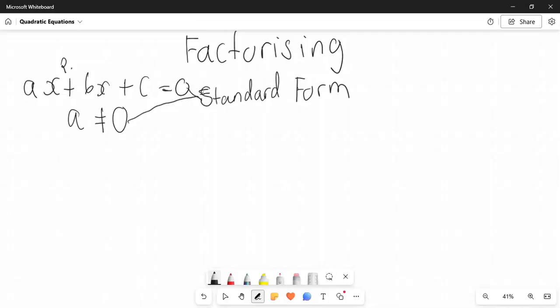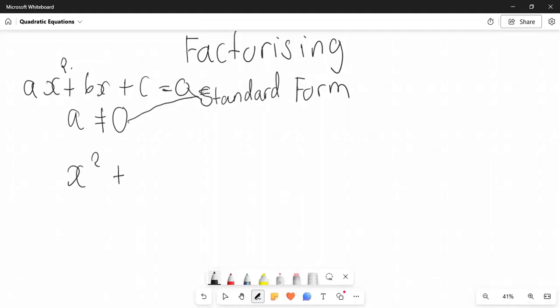There are two examples I'm going to show you on how to solve by factorizing. The first one, which will be the easiest, is when there's no leading coefficient, which is a, when we have no a value. And the second equation is going to be when we have an a value. So let's start with the first example.